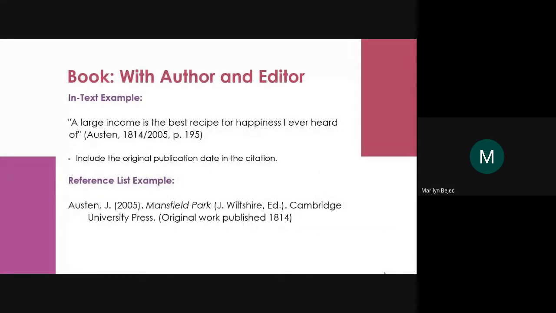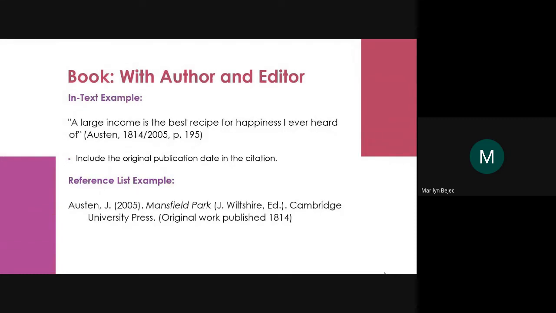For book with author and an editor. In text, you have the direct quotation. You have here the author's name. Then you have the first copyright year, which represents the original work published. Then the second one represents the year the book was edited. And then the page number. So it is included in here the original publication date of the citation.